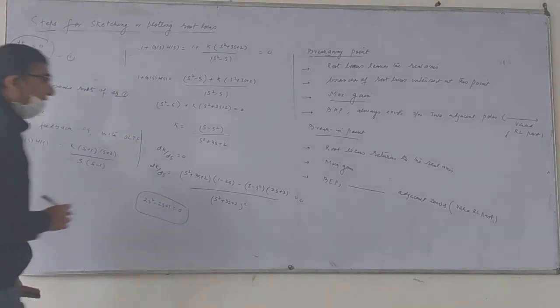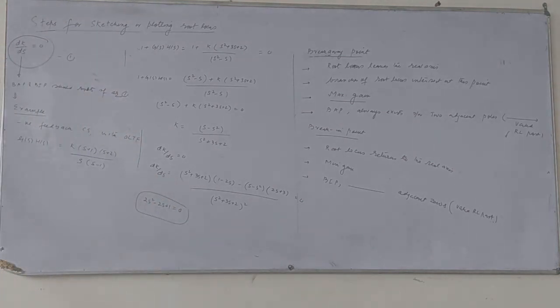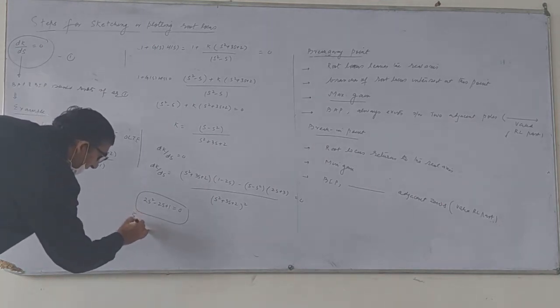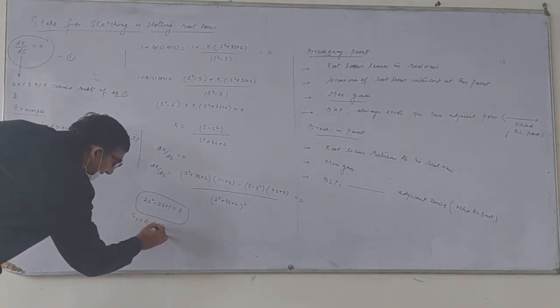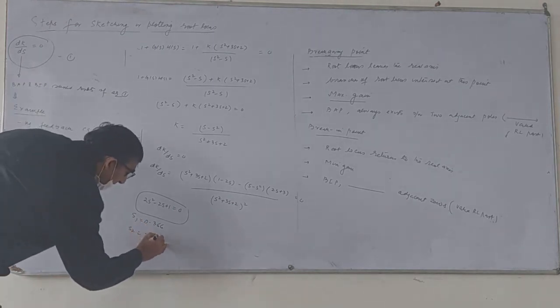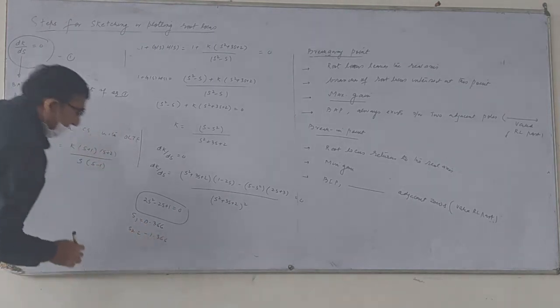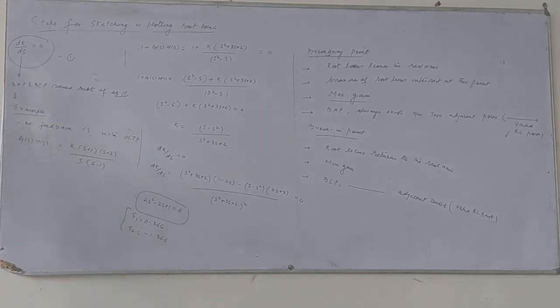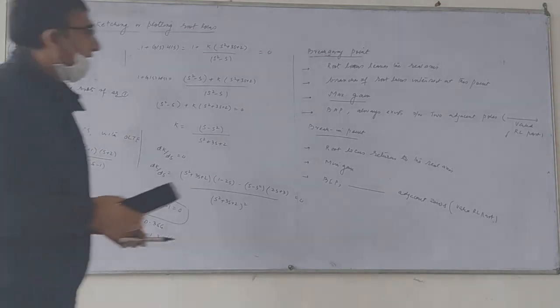now this will definitely have two roots. So what are the roots we will be having? S1 will be 0.366. S2 will be minus 1.366. So these are the two roots we are getting. We can solve this. I don't think this will be any problem.